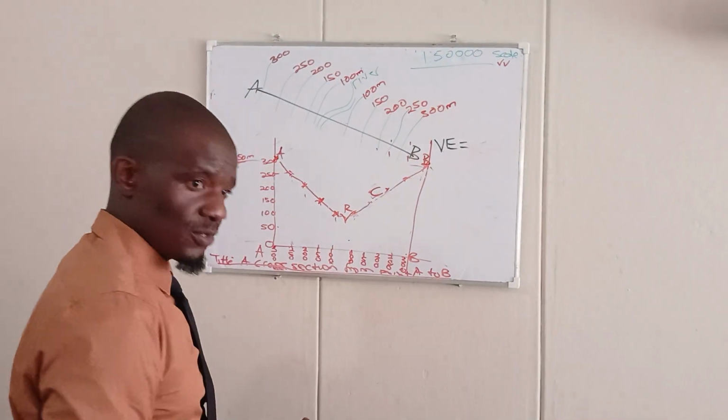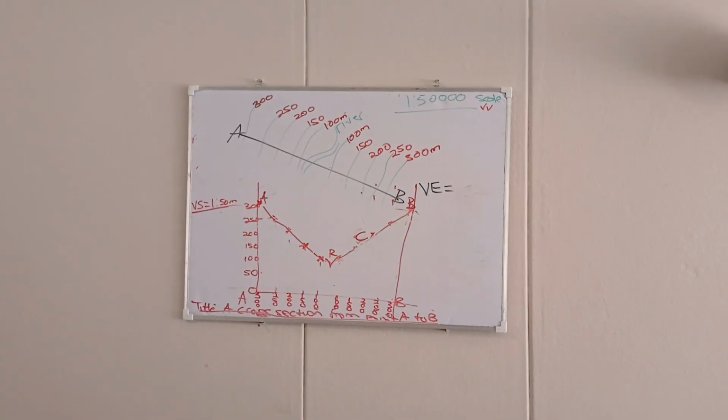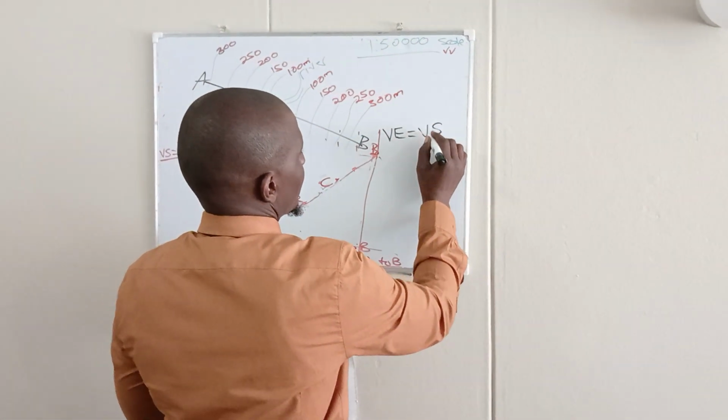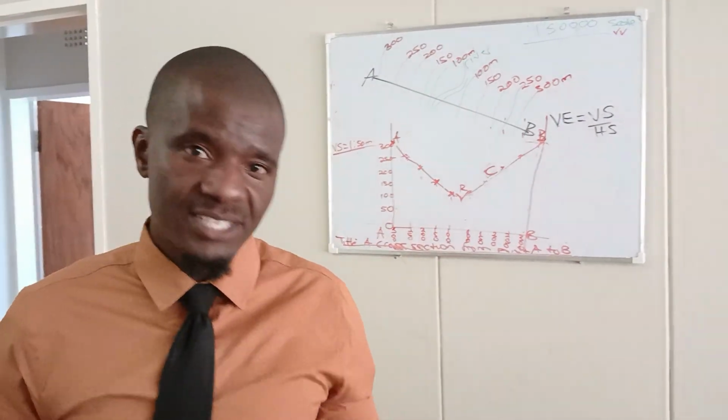This is how you calculate your vertical exaggeration. You say vertical exaggeration is equal to your vertical scale divided by horizontal scale. Why are we exaggerating the scale?